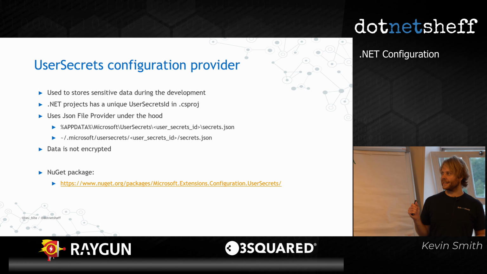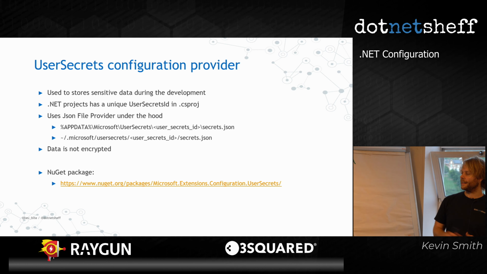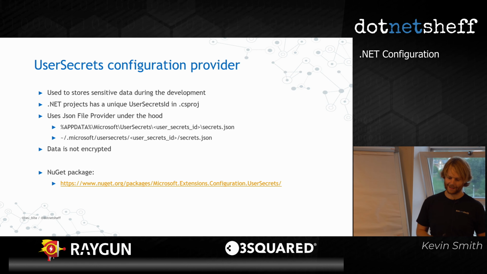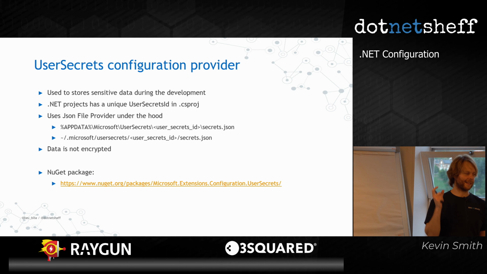And it stores a JSON file in one of these directories. On Windows, it stores it under AppData, Microsoft, UserSecrets, in a JSON file, and on Unix-based systems, it stores it in a hidden folder, Microsoft UserSecrets, and then the same JSON file. And how it correlates them together: when you initialize user secrets for that project, it creates a GUID in the csproj, which gets injected into your assembly. So then it can marry up that GUID with the GUID of the path on disk.